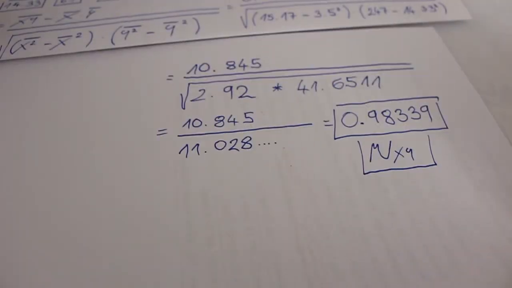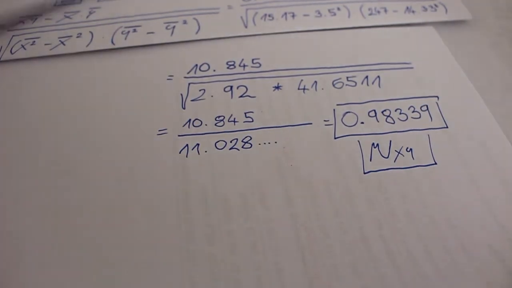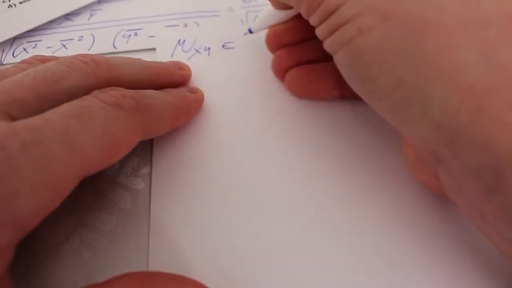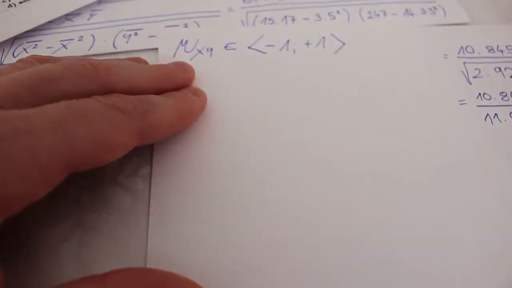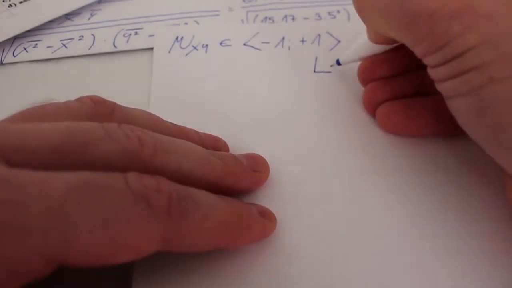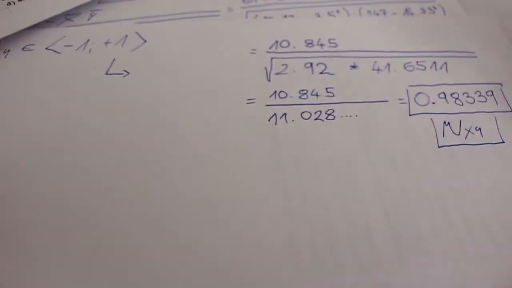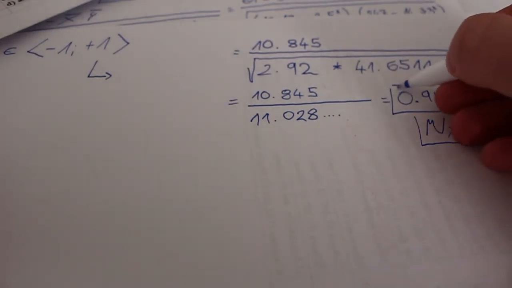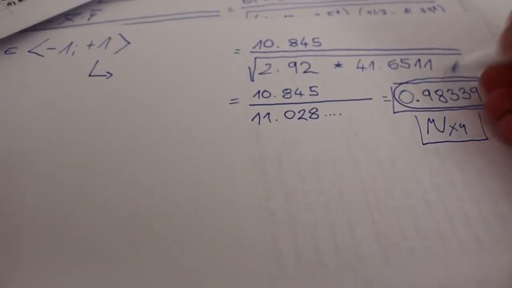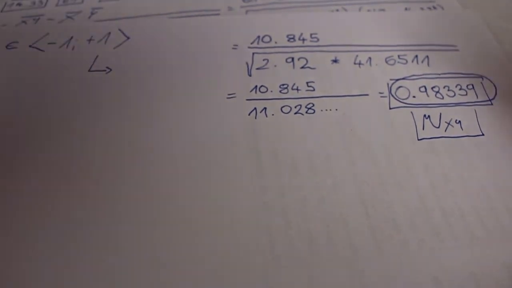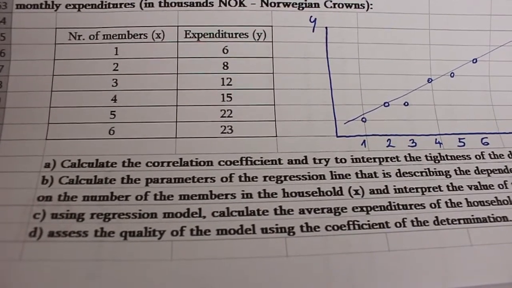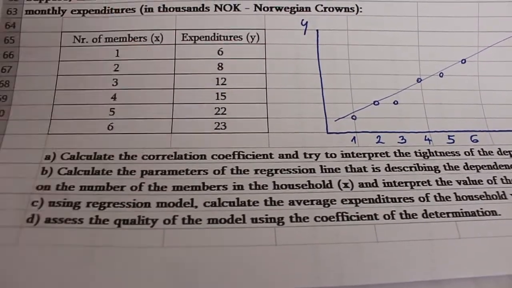So you can see that the correlation coefficient is positive. We know that correlation coefficient R x,y is an element of the range from -1 to +1, and because we are very close to +1, there is very strong positive linear dependence. If you have more persons in the household, you must expect more expenditures.